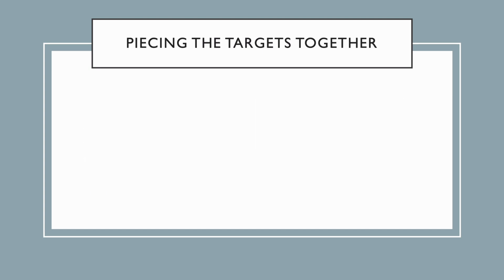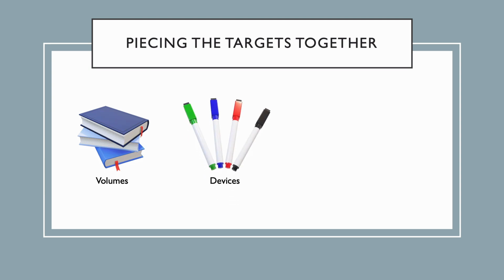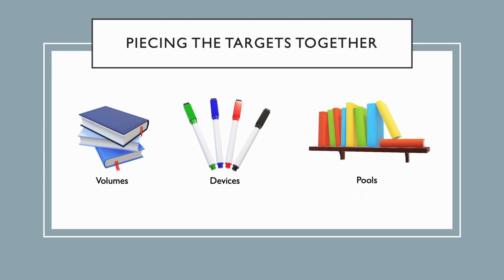So let's piece these different targets together. A volume is something that you store your backup data on. It's a piece of media, like a tape or a disk-based backup device. Your device is a piece of hardware that lets you transfer backups, such as writing the backups in the first place. And finally, a pool is a collection of volumes that have similar properties or attributes.